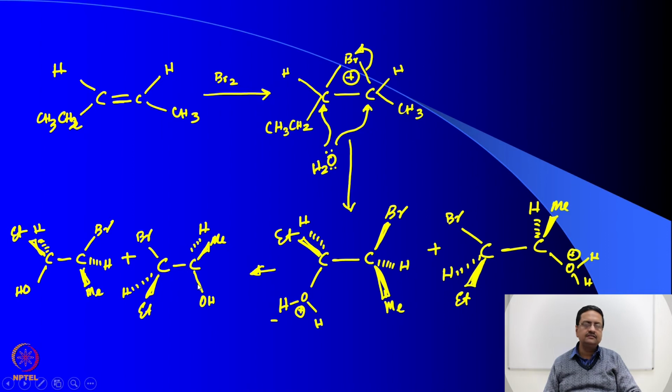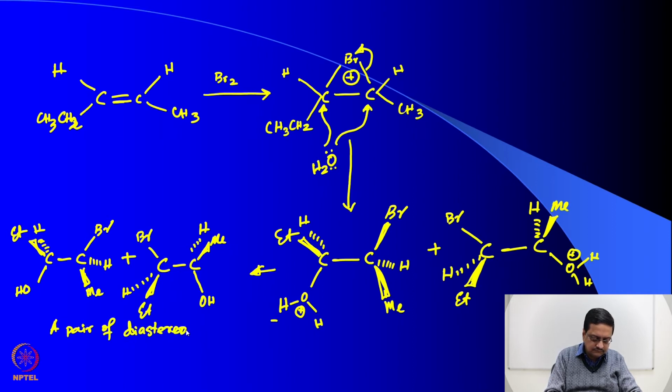So what we see is that these two compounds are a pair of diastereomers. Therefore, this type of reaction can yield two different compounds, two different isomers of the same compound, and they have a diastereomeric relationship.